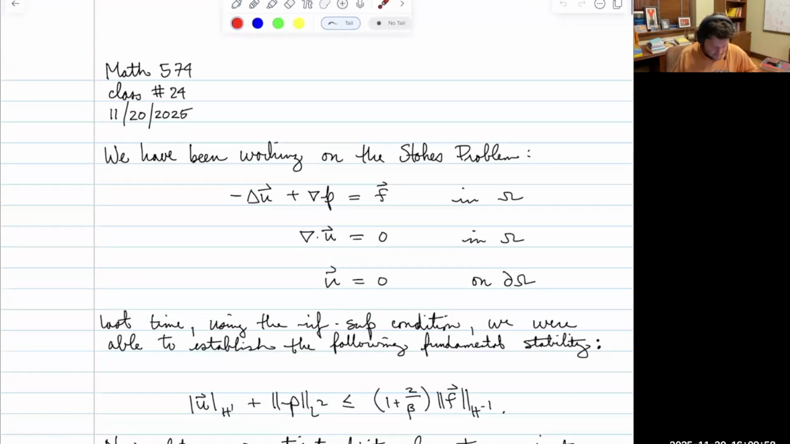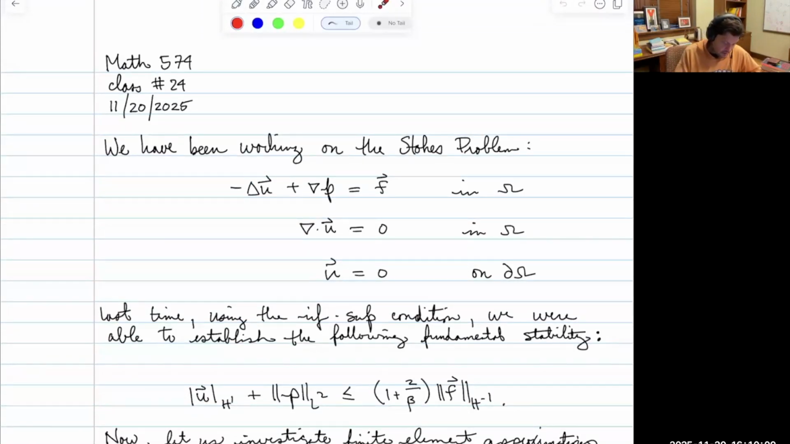So the Stokes problem, what is it? What does it look like? We've been talking about this for 3 classes now, and we're looking for a velocity and a pressure that satisfies a differential equation which looks like this. This is part of a differential equation. These are very important parts of the differential equation called the Navier-Stokes equation. And this equation comes from the balance of momentum, conservation of momentum.